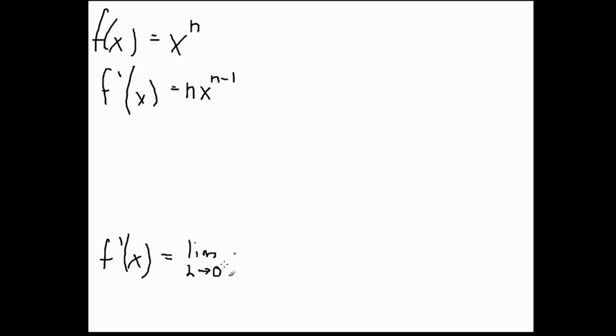Alright, the limit as h goes to 0 of your function plus a little bit h, and that's raised to the power n, minus x to the n, and that's all over h to find the derivative. Alright, so how would we simplify this into n times x to the power of n minus 1?